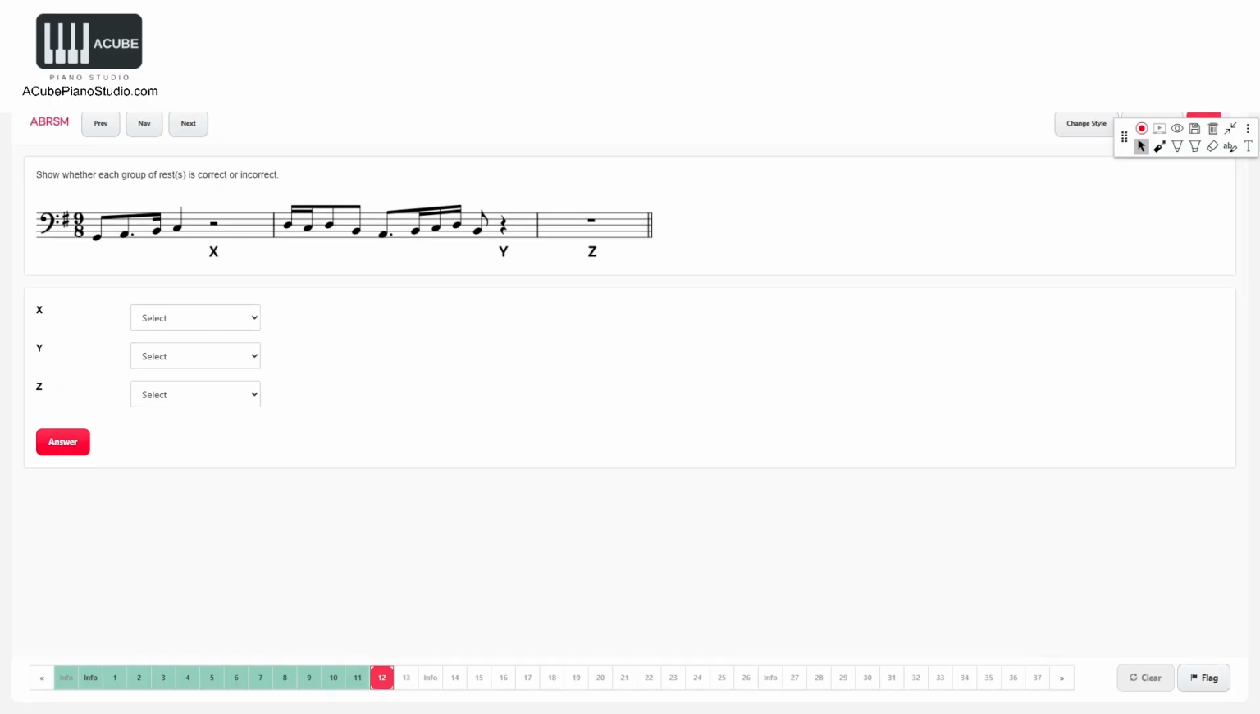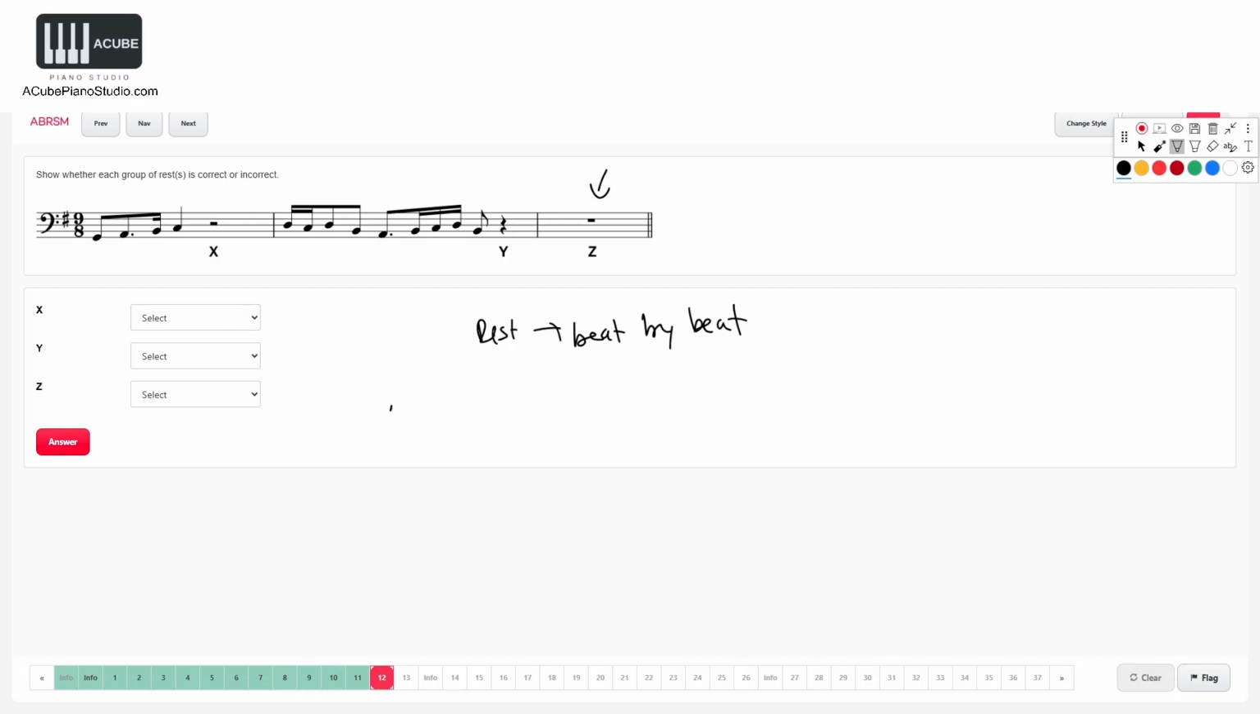Alright, let's take a look at this question here. So in this question, you are asked to show whether each group of rest is correct or incorrect. So if you don't recall, for rests, we always try to group them beat by beat. Unless the whole bar is at rest, like this here. Okay? So let's take a look at this one here.